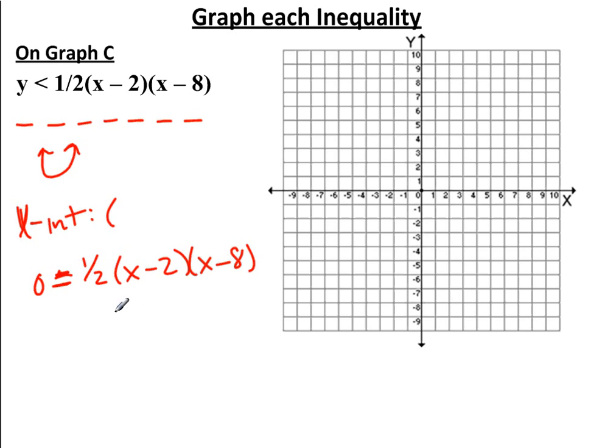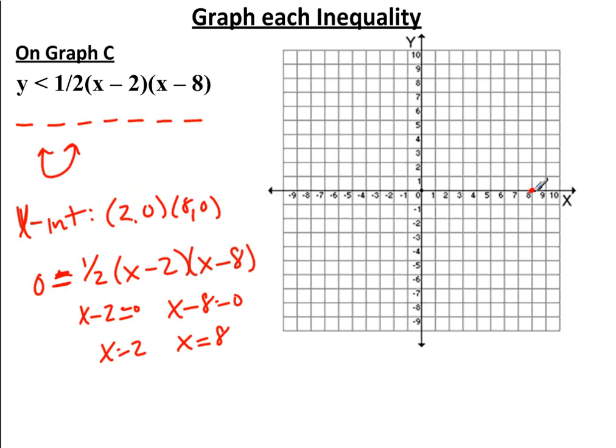I don't have to worry about the 1/2 because there's no x there, but this means x minus 2 equals 0, or x minus 8 equals 0. So that's why I get x equals a positive 2, or x equals a positive 8 when y is 0. So I'm going to get (2, 0) and (8, 0) as my x-intercepts. So I'm going to go to (8, 0) and (2, 0).